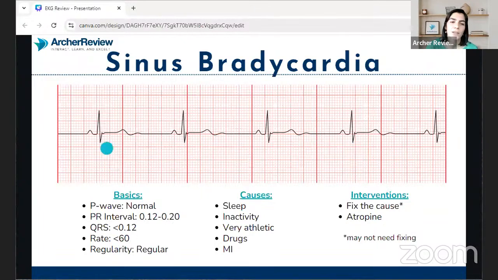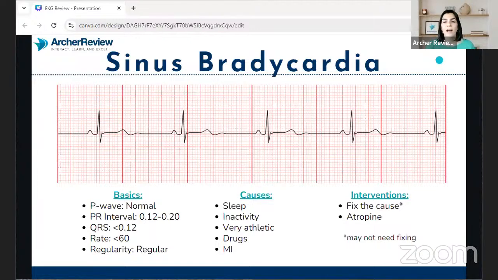And then you're going to look at that QRS complex. Is it narrow? Is it wide? And you're going to look at each one. And in fact, it's less than 3 on each one. So everything's looking good except for that rate. So this is classic sinus bradycardia.